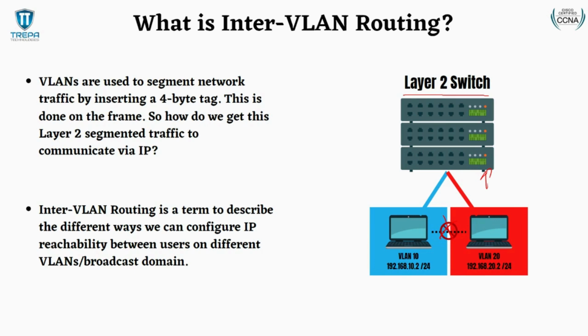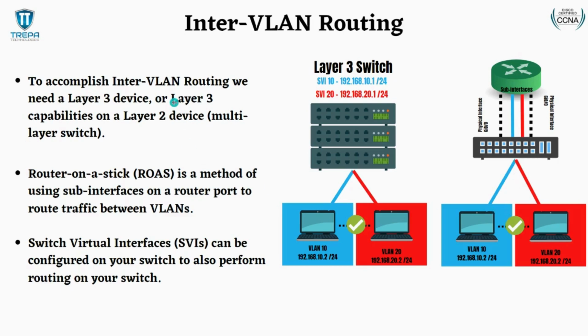Inter-VLAN routing is just a term to describe the different ways we configure IP reachability between users, endpoints, and VLANs, or networks. To accomplish inter-VLAN routing, we either need a layer 3 device or layer 3 capabilities on a layer 2 device, a multi-layer switch. The two ways we accomplish this is router on a stick, ROAS for the acronym. It is a method of using subinterfaces, which are logical, on the router port connected to our downstream switch, and that's how we route traffic between VLANs.